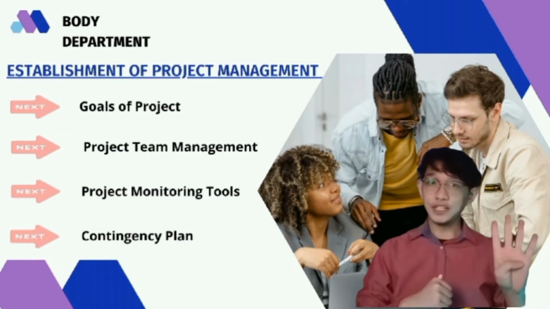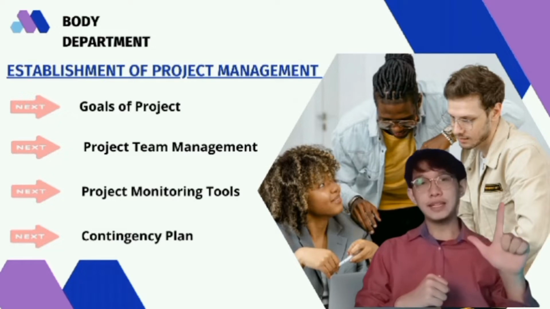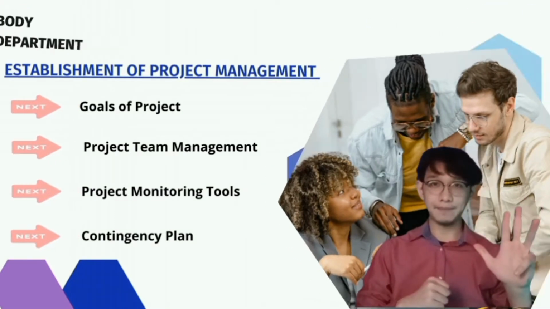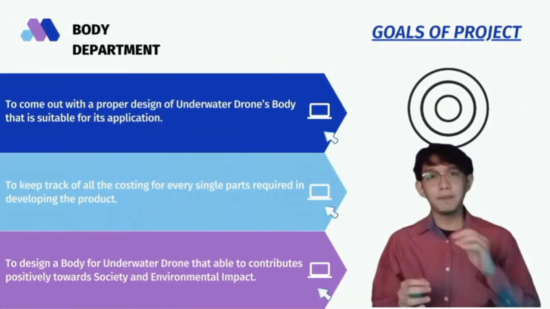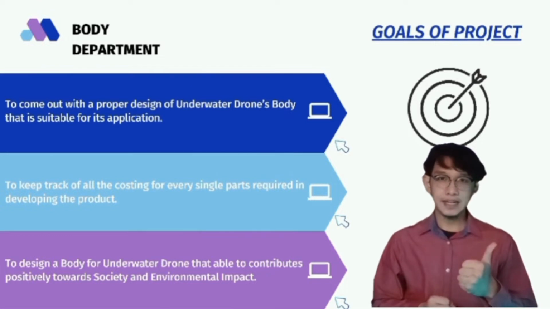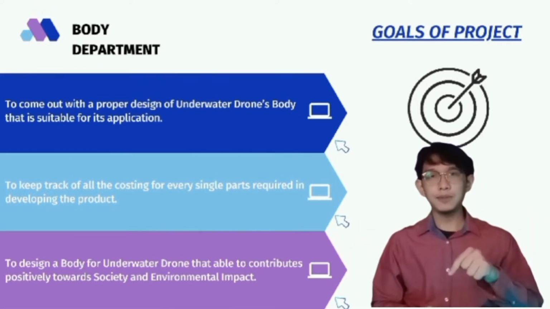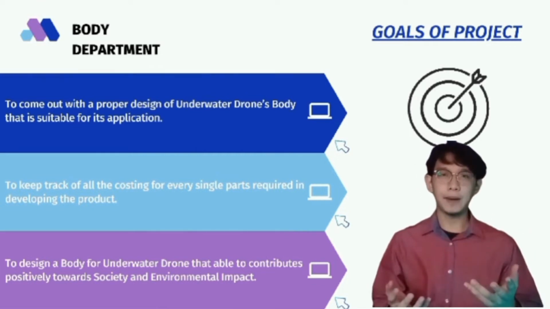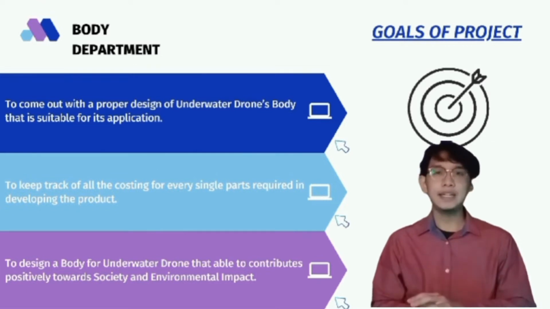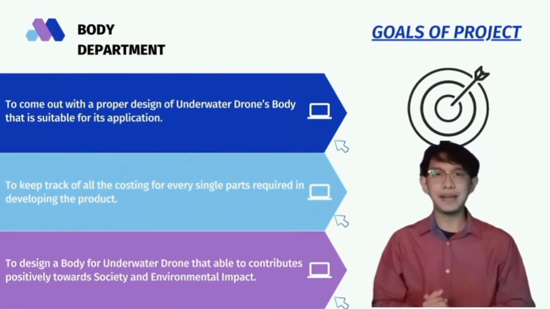There are 4 points needed to be highlighted here, which are the goals of the project, team management, project monitoring tools, and also the contingency plan. In this project, some of the goals include coming up with a proper design of underwater drone body that is suitable for many applications. Other than that, we also aim to keep track of costing in developing our product. Last but not least, ensuring that our underwater drone body is able to contribute positively towards society and environmental impact.